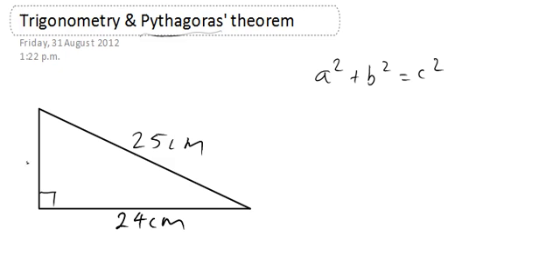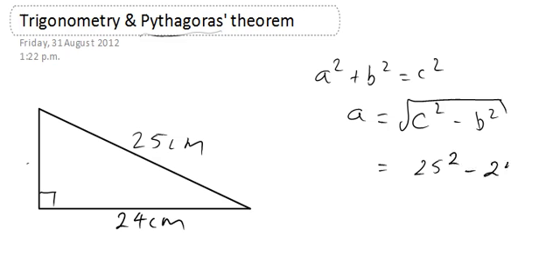Okay, now of course I'm finding out a shorter side, so I know from the formula that we did before that a equals c squared minus b squared square rooted. So I'm going to have 25 squared minus 24 squared square rooted. Well, 25 squared is 625. Sorry, yeah, 625.